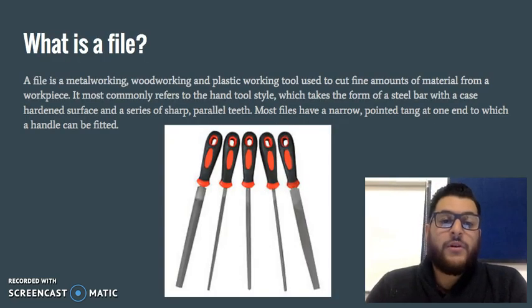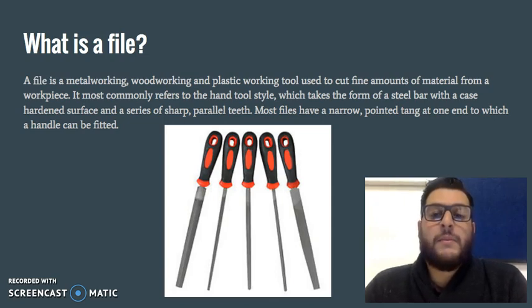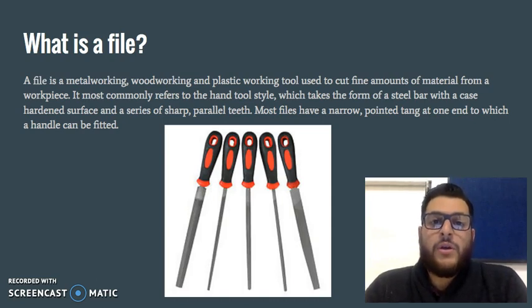So you might ask, what is a file? A file is a metalworking, woodworking and plastic working tool used to cut fine amounts of material from a workpiece, in this case your piece of timber for your CO2 car. It most commonly refers to the hand tool style, which takes the form of a steel bar with a case-hardened surface and a series of sharp, parallel teeth. The grooves on the file are called teeth, and in the images later in the presentation I'll show you what those teeth look like. Most files have a narrow pointed tang at one end to which the handle can be fitted. I'll show you what the tang is as well.